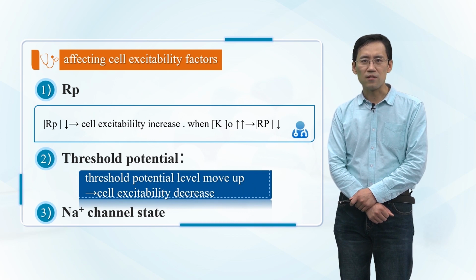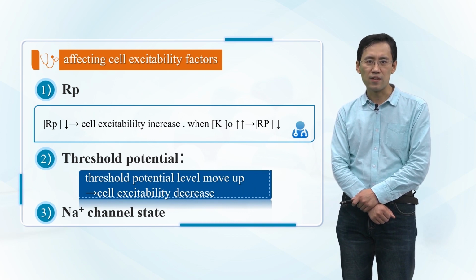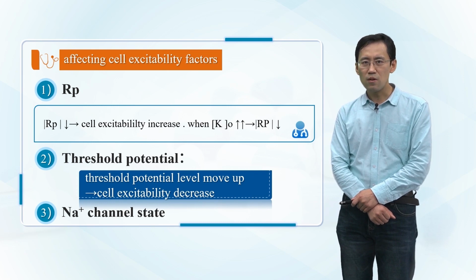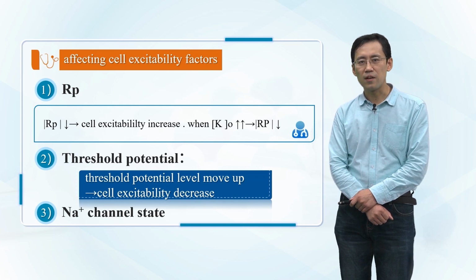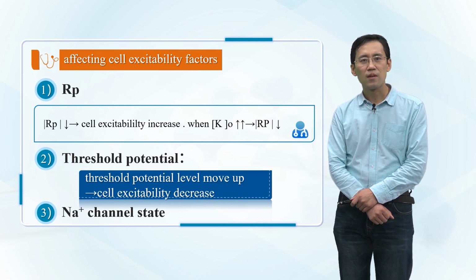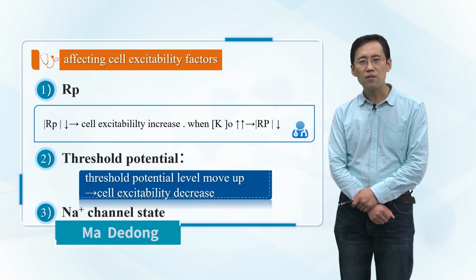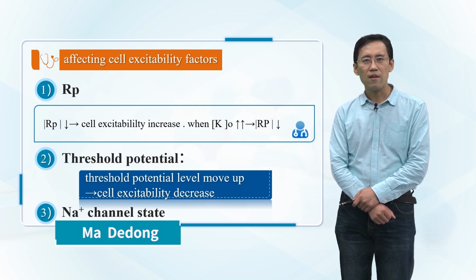The other factor that affects excitability is the threshold potential. When the threshold potential level moves up, the cell excitability decreases. Last, the sodium channel state can also affect the cell excitability. And that's all for today's class. Thank you all.